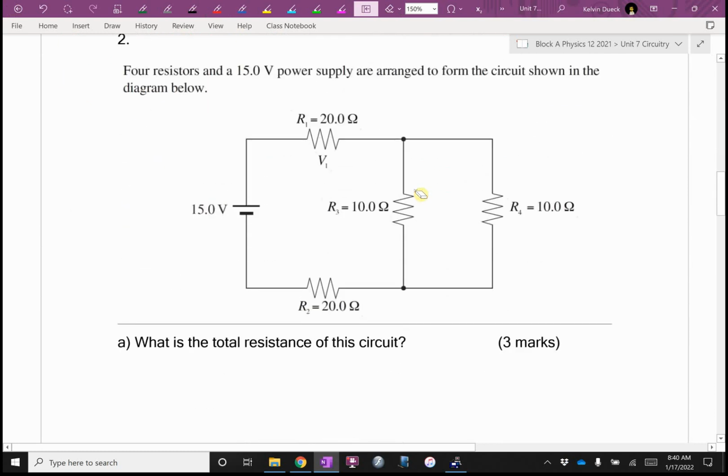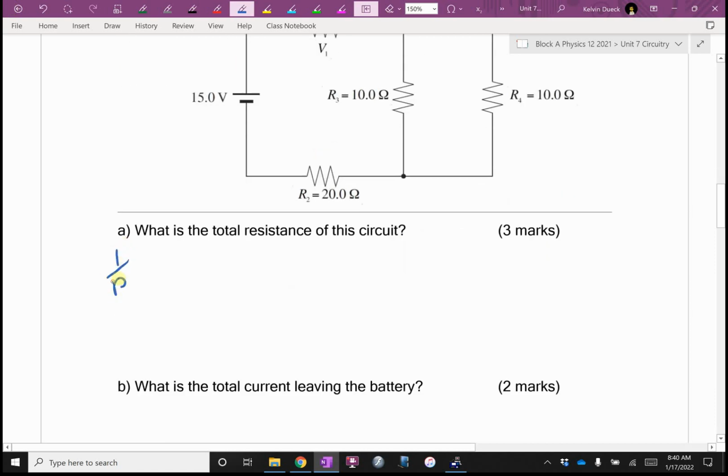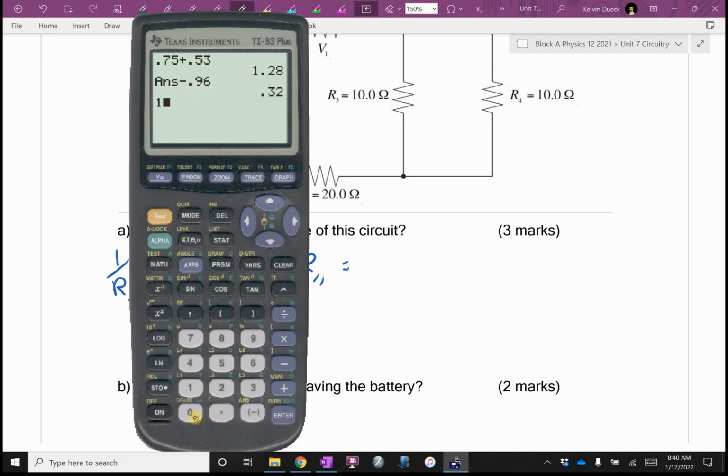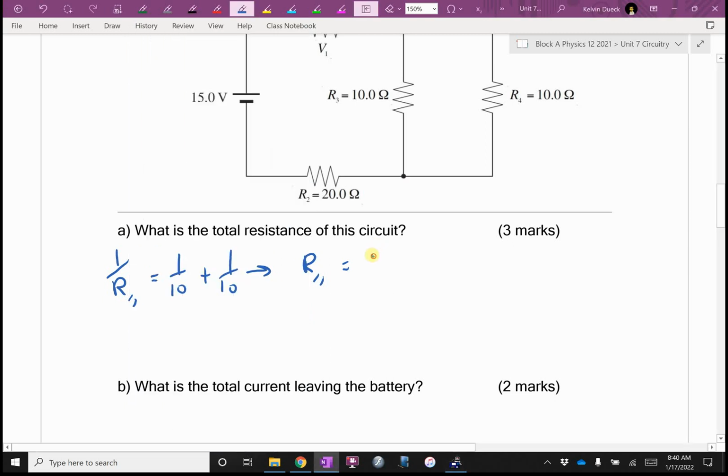Number 2. 4 resistors and a 15 volt power supply are arranged to form a circuit shown in the diagram below. What's the total resistance of this circuit? Okay, first thing I'm going to do is combine those two that are in parallel. So 1 over R parallel equals 1 over 10 plus 1 over 10. R parallel is 5.